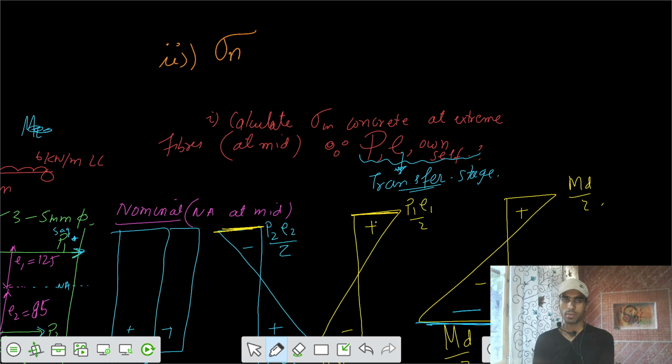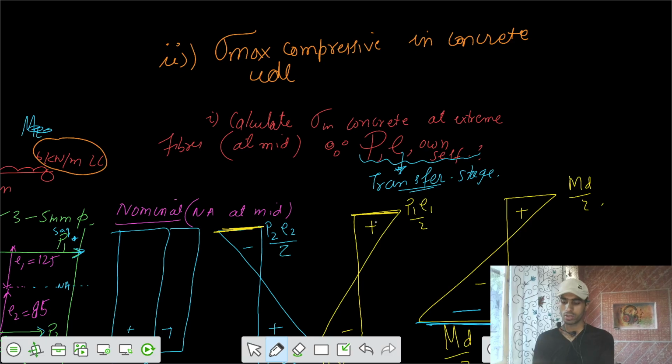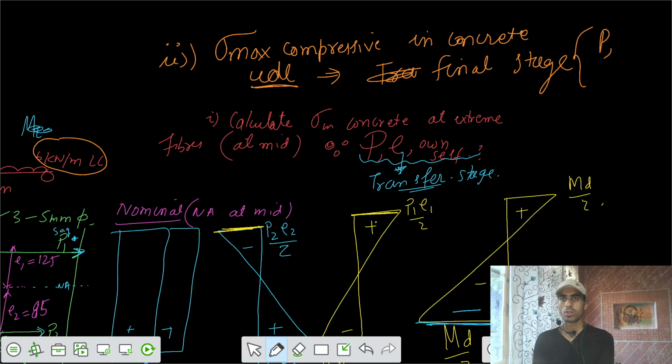It's saying to get the maximum compressive stress in the concrete. If there is some UDL also there, a UDL of 6 kilonewton, that means there is some UDL also. So that's talking about the final stage. It's talking about the stresses in the concrete in the final stage, with the effect of all those loads, P, E, M dead, M live. All those effects we have to take. That is the final stage.